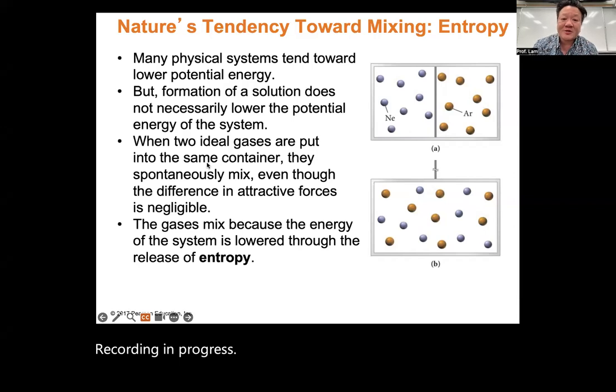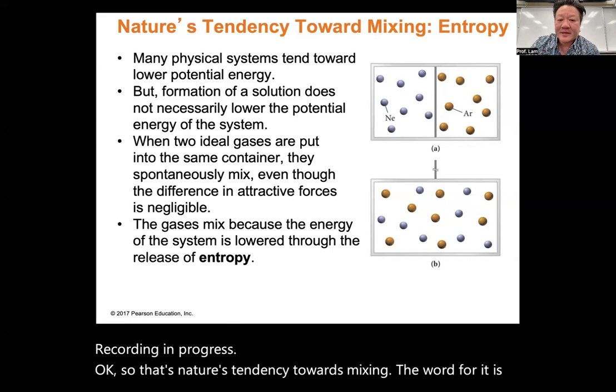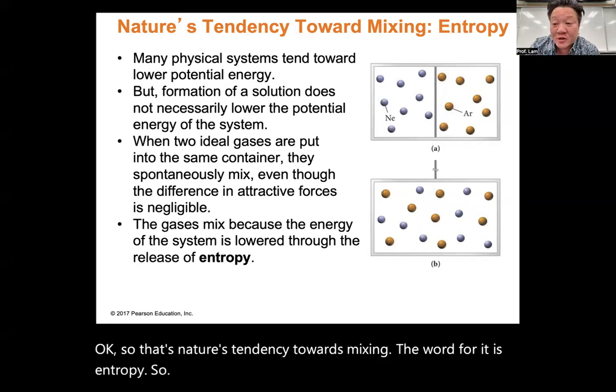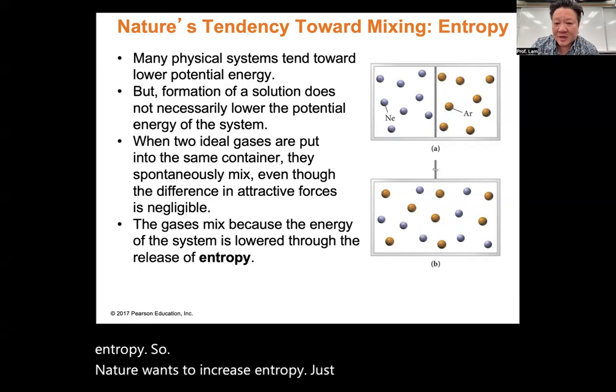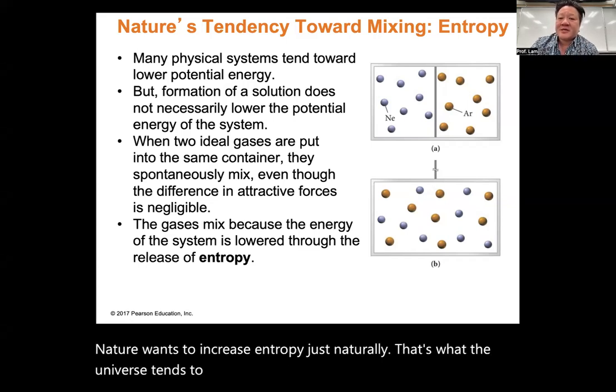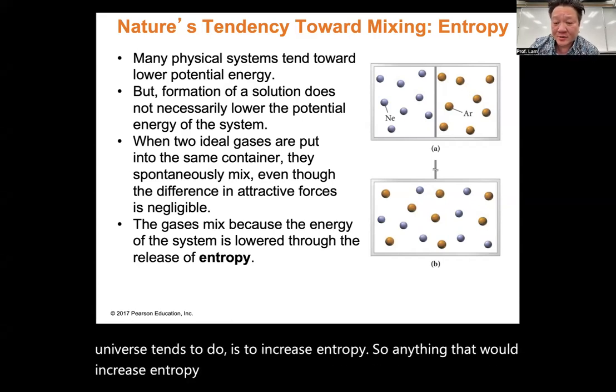Okay, so that's nature's tendency towards mixing. The word for it is entropy. So nature wants to increase entropy, right? Just naturally, that's what the universe tends to do, is to increase entropy. So anything that would increase entropy or increase disorder will happen more naturally.